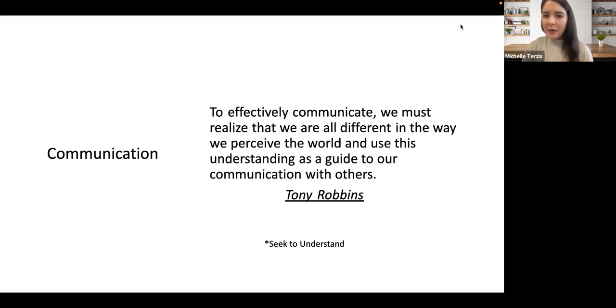This comes from Tony Robbins. To effectively communicate, we must realize that we are all different in the way we perceive the world and use this understanding as a guide to our communication with others. Always seek to understand.